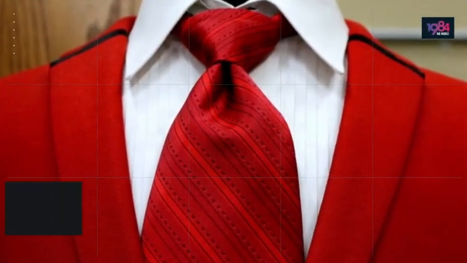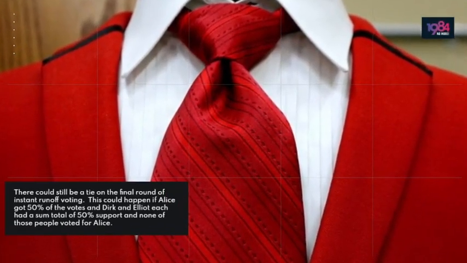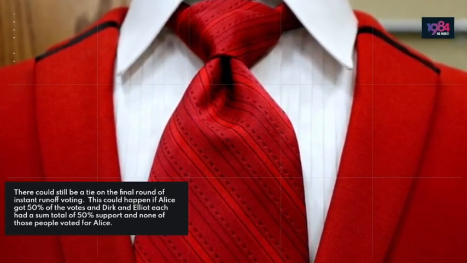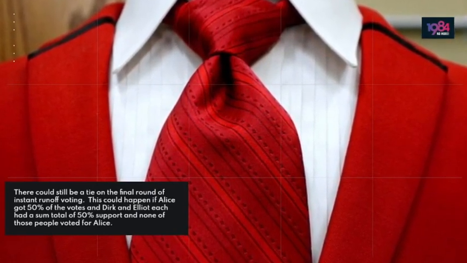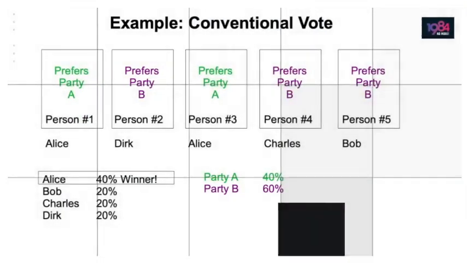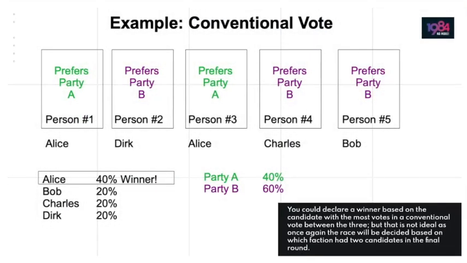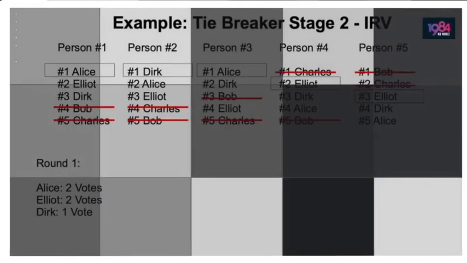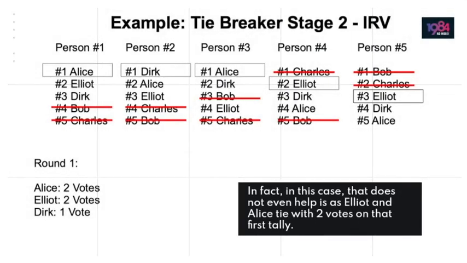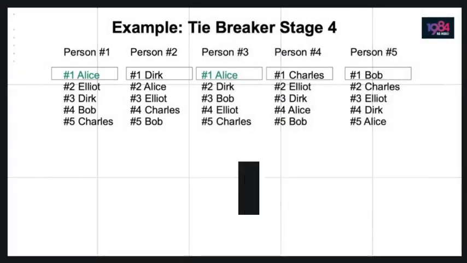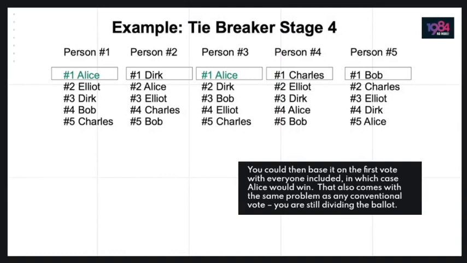There could still be a tie on the final round of instant runoff voting. This could happen if Alice got 50% of the votes and Dirk and Elliot each had a sum total of 50% support and none of those people voted for Alice. You could declare a winner based on the candidate with the most votes in a conventional vote between the 3, but that is not ideal as once again the race will be decided based on which faction had 2 candidates in the final round. In fact, in this case, that does not even help as Elliot and Alice tie with 2 votes on that first tally. You could then base it on the first vote with everyone included, in which case Alice would win. That also comes with the same problem as any conventional vote, you are still dividing the ballot.